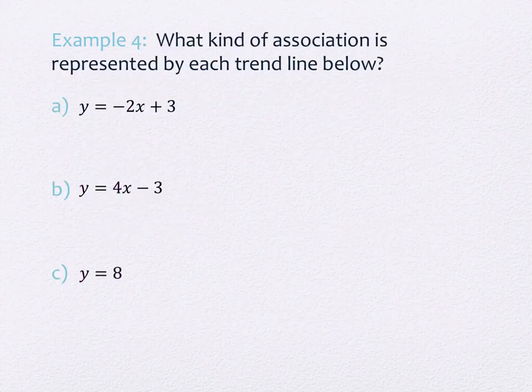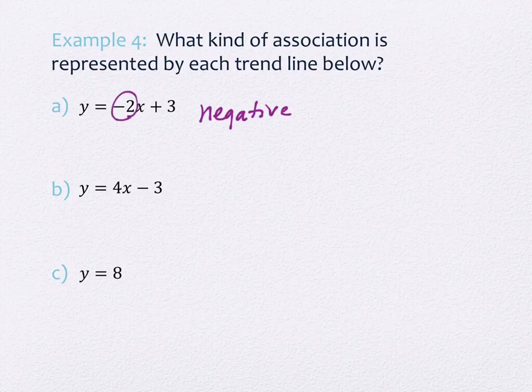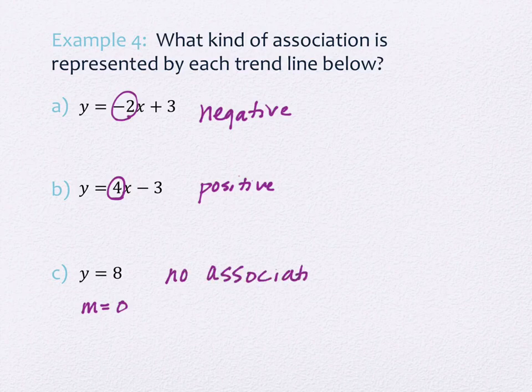But I can do it just as well from equations themselves. So how about part A? Is this a positive or a negative association? It's negative, because I have a negative 2 times x. What about the second one? Positive, because I have a positive 4 times x. And how about the last one? What's the slope on this? It's 0, so it has no association. So keep this in mind then.